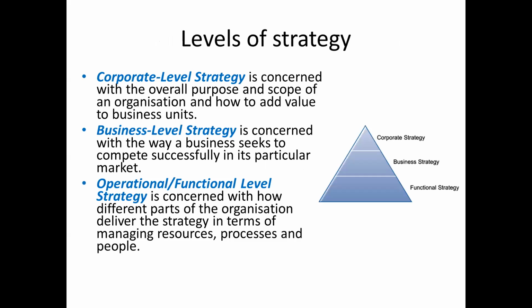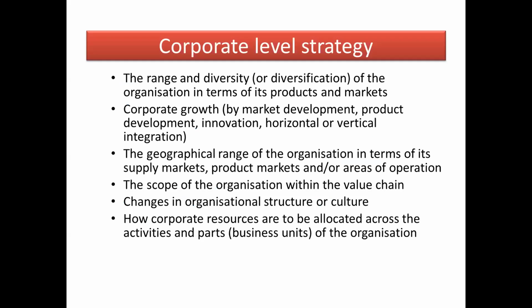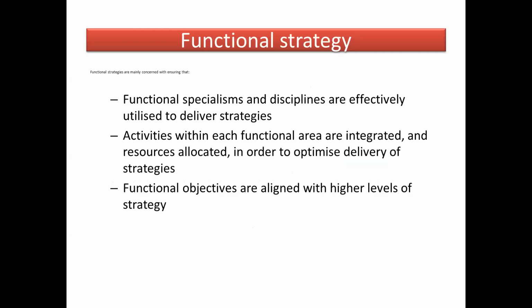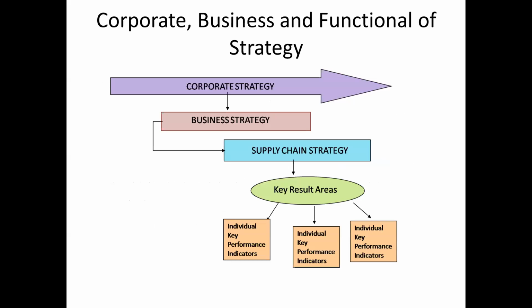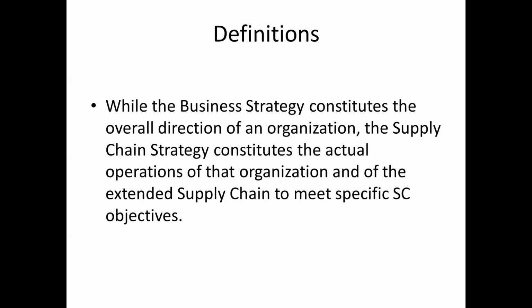Levels of strategy, then. We've done the 3 levels before, and the operational function is where purchasing is, and purchasing's got to support the business strategy, which supports the corporate strategy. So we've got the usual corporate, business, functional strategy, different levels, so you need to be clear on those. It's been asked. Slight variation there. Supply chain strategy supporting the business strategy, which supports the corporate strategy. And there's a definition there of supply chain strategy.